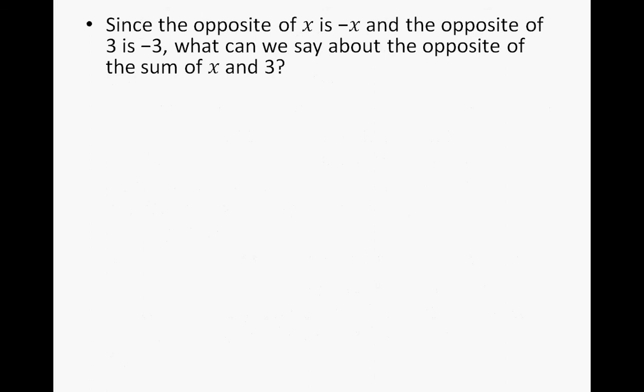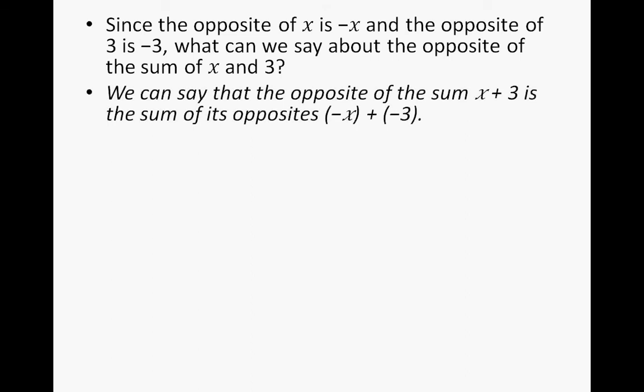So since the opposite of x is negative x and the opposite of 3 is negative 3, what can we say about the opposite of the sum of x and 3? Well, we can say that the opposite of the sum, x plus 3, is the sum of its opposites, negative x plus negative 3, or the opposite of x plus the opposite of 3. Where have we heard that before?